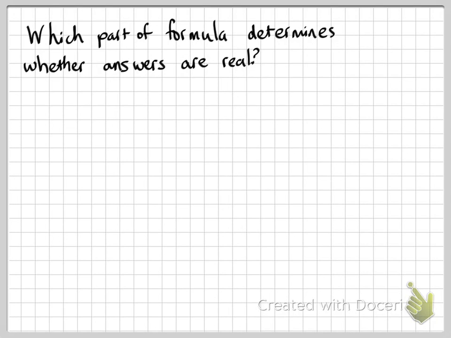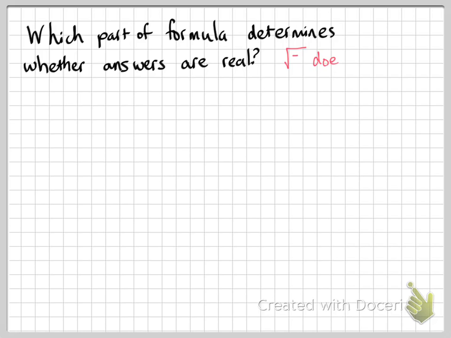Alright, let's learn one more thing from the quadratic formula. Which part of this formula determines whether or not answers are real? So hopefully you've done your quadratic formula homework, and you can look at these and think about what was different about the cases where you got imaginary answers and the ones where you just found two real answers, or the ones where you just found one answer.